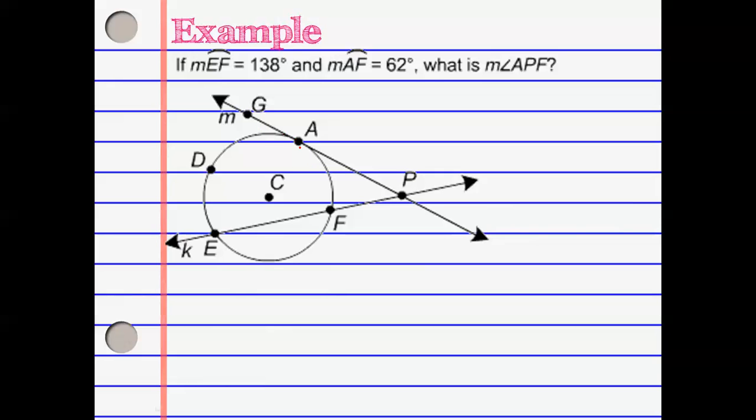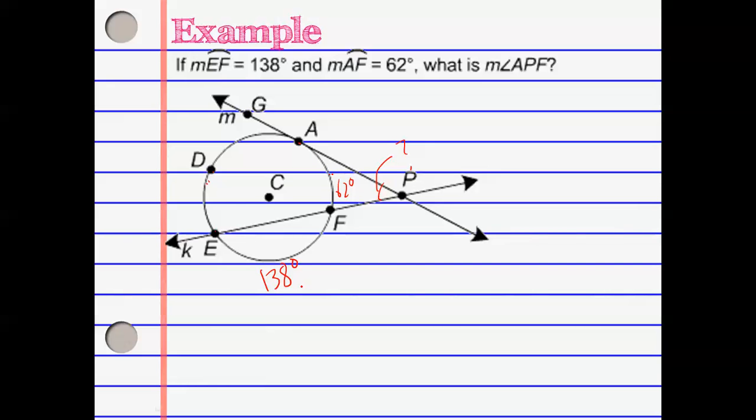Here it says the measure of arc EF is 138 degrees. The measure of arc AF is 62 degrees. What is the measure of angle APF? So here we need to find the measure of arc ADE in order to find this measure, because remember, it's the intercepted arcs. So we need this arc and this arc.